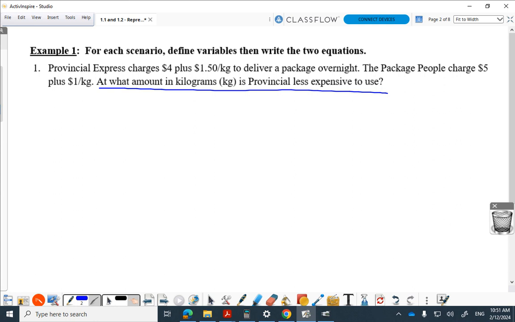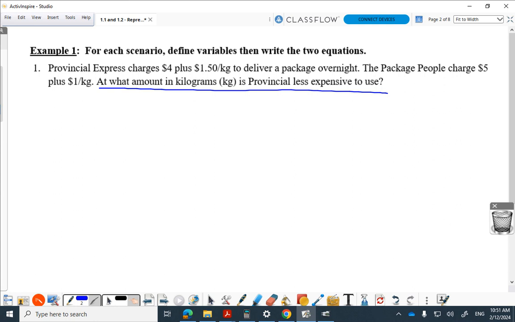Here's the game. The two variables. What two things do we need to know in this situation? What two things might vary in the situation? For instance, when I go to Provincial Express, what possible input will I have? What possible number will I have in my head? And then what possible number will I get back from them? If that helps to understand what I'm going for.